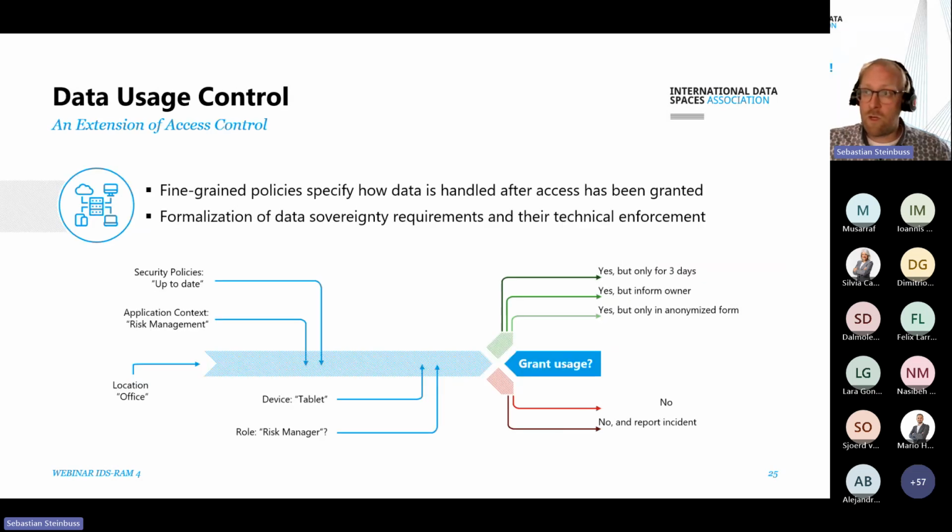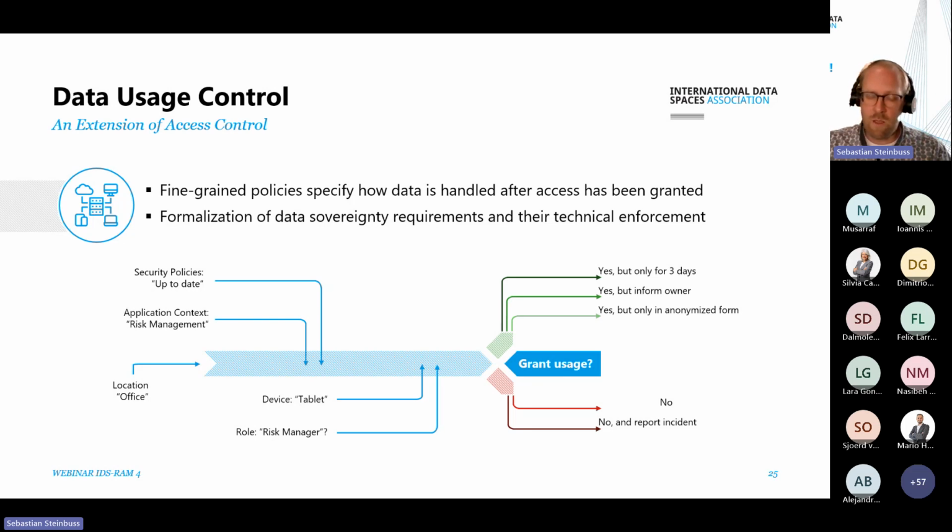And of course, usage control. I briefly mentioned the idea of data usage control. So again, a little bit of a fresh start here. That is, in the end, just an extension of access control. So we want to do access control, not only at the data provider side, but also at the data consumer side. And so the question is always, you have some obligations inside. Here in the example with regards to security policies, application context, a device, a role, a location, whatever. And then you ask the question, do I grant usage or not?